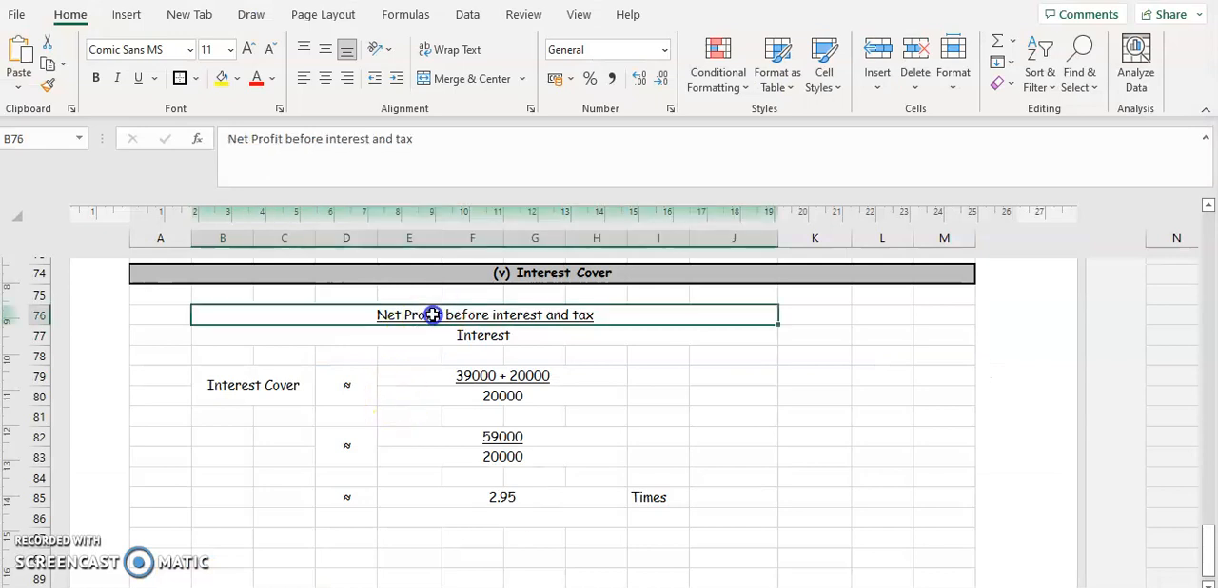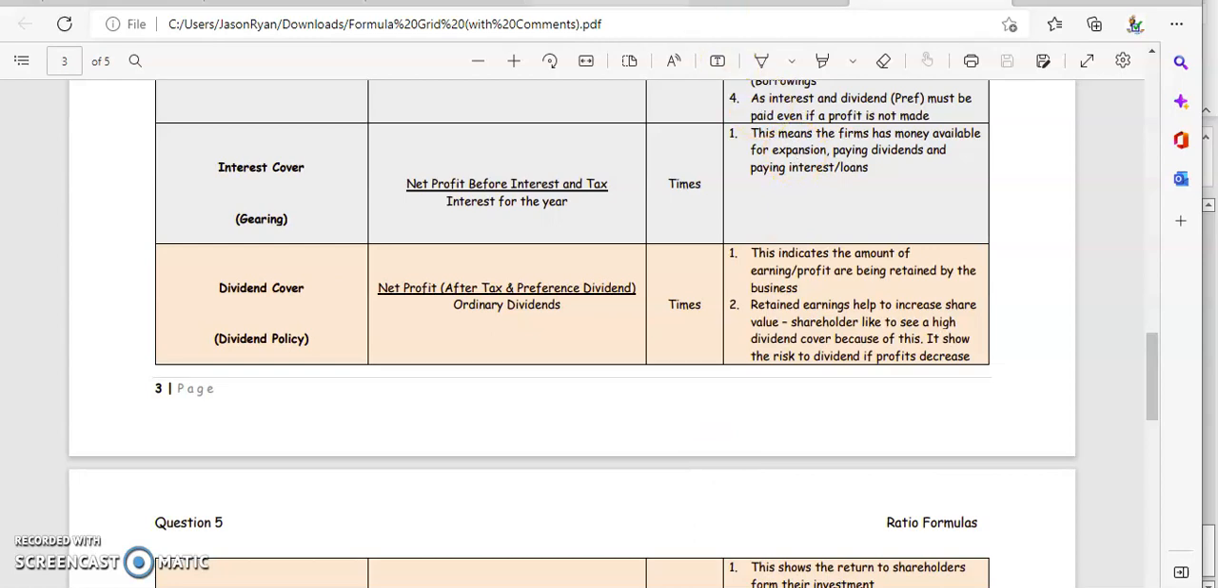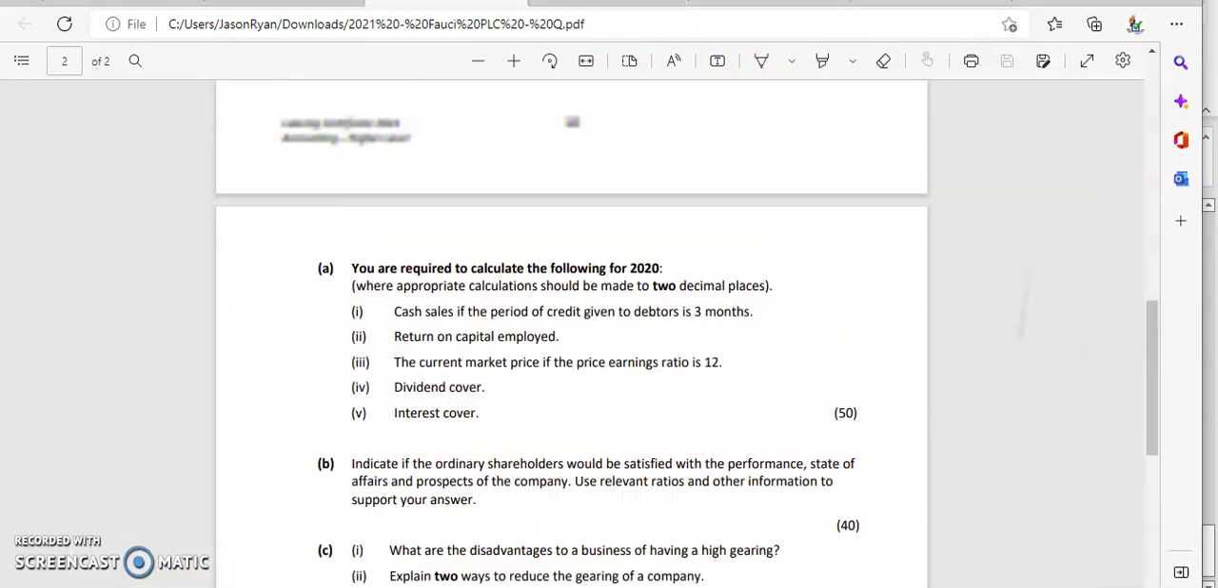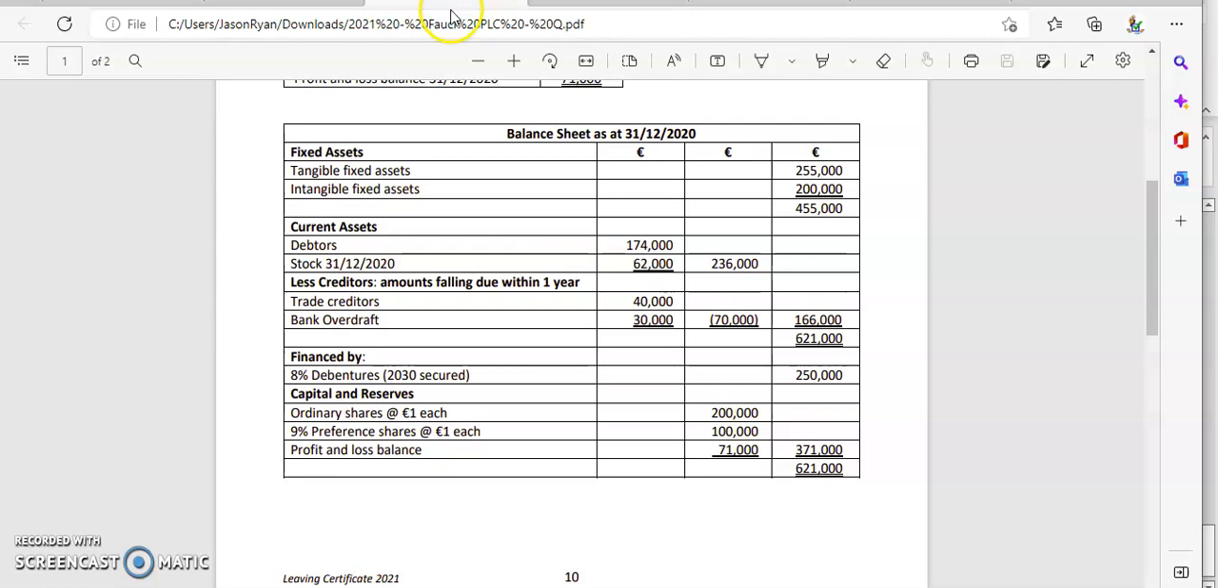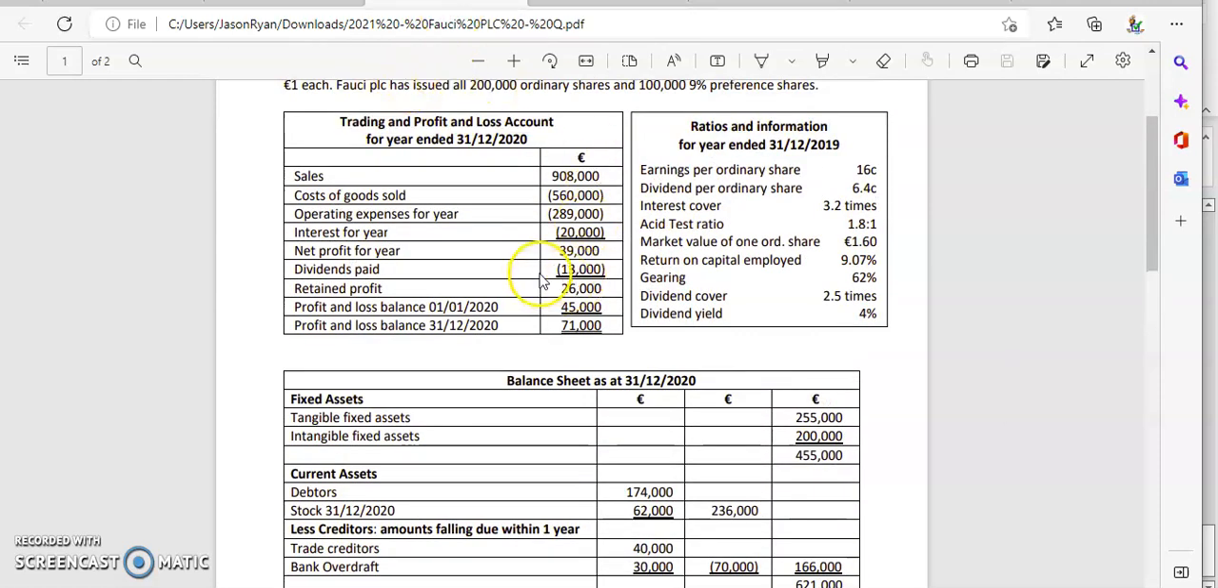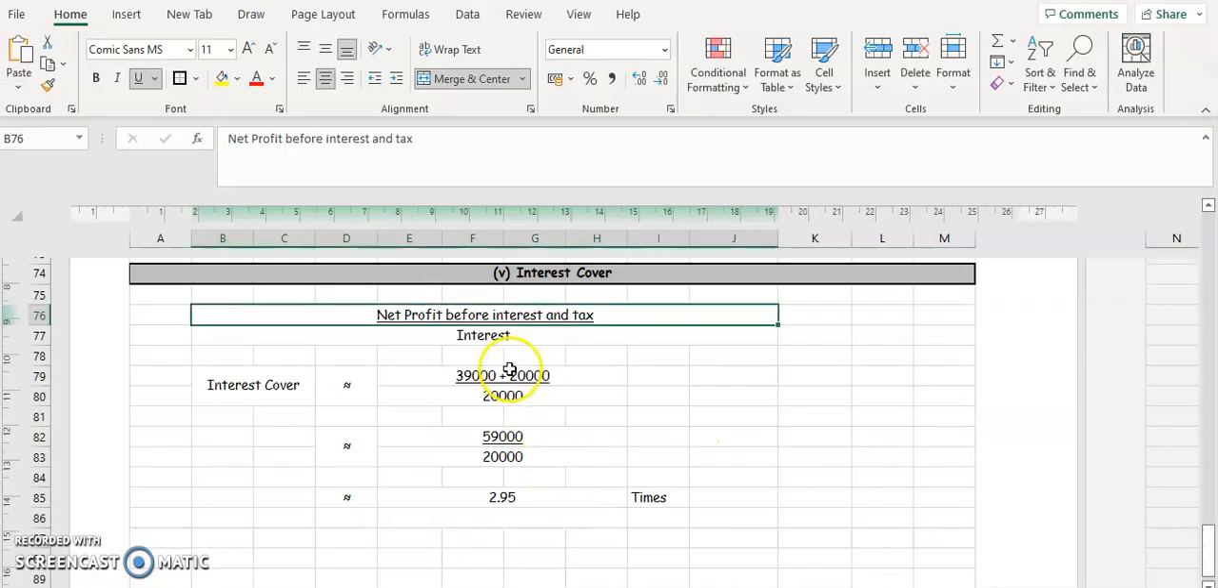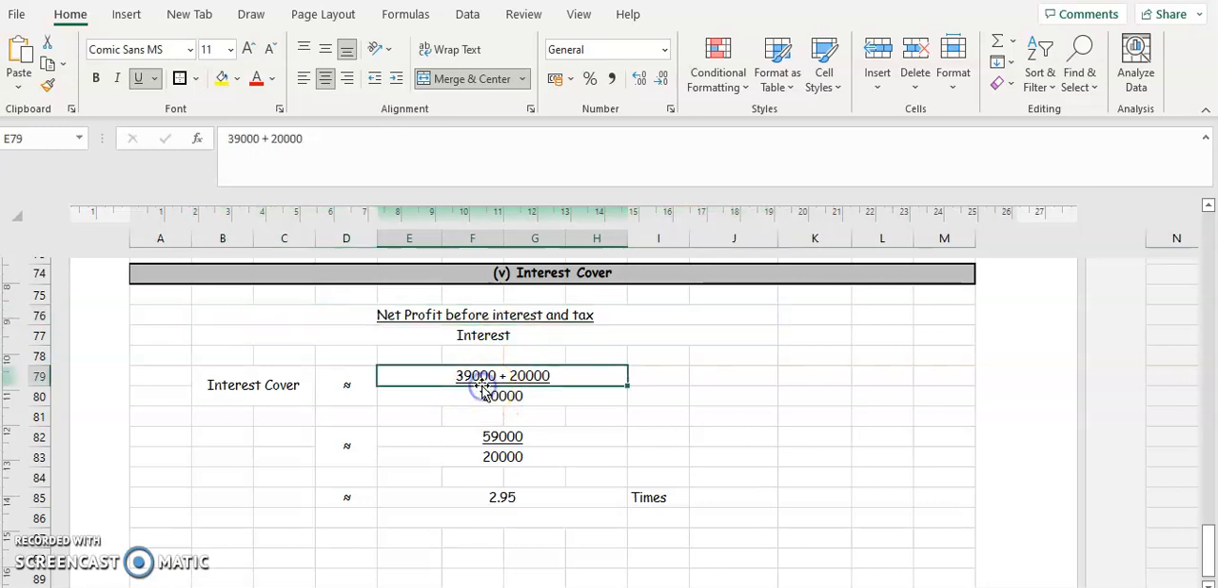So your formula, net profit before interest and tax. So if we look at our account and we look at the profit and loss part of it, you would see that your net profit is 39,000. We've paid interest already of 20,000. There's no tax on it, so we need to add this 20,000 back on. So it's going to be your net profit before interest and tax divided by your interest. So it's 39,000 plus 20,000, which is your interest, divided by your 20,000. So 59,000.